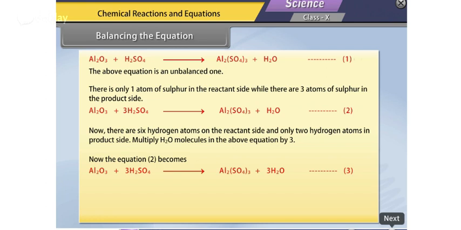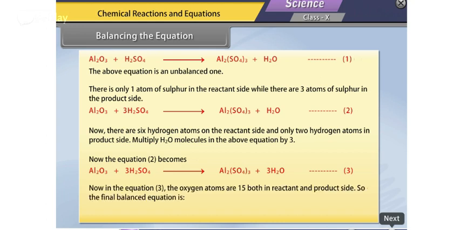Al2O3 plus 3H2SO4 gives Al2(SO4)3 plus 3H2O, which is equation 3. Now in the equation 3, the oxygen atoms are 15 both in reactant and product side. So the final balanced equation is Al2O3 plus 3H2SO4 gives Al2(SO4)3 plus 3H2O.